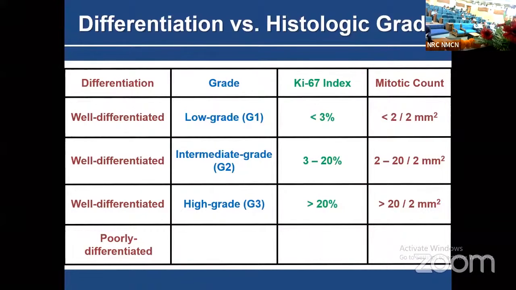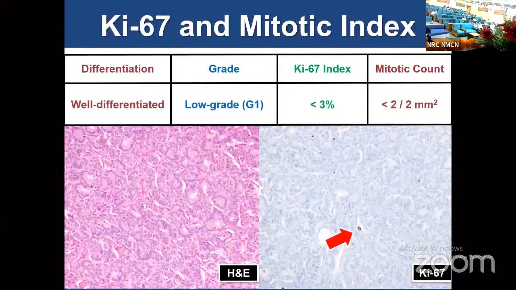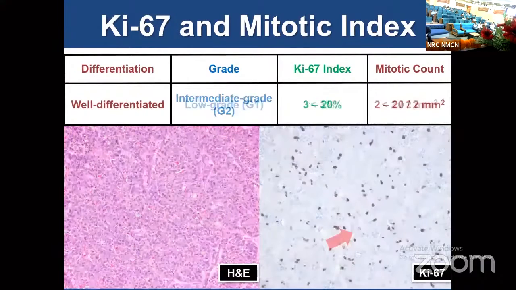Of note, mitotic count should be measured by evaluating an area of 10 millimeters squared, but only reported as per 2 millimeters squared. So why don't we go through a few examples of histologic grades? This would be a grade 1 PanNET, which is characterized by a Ki-67 of less than 3% and a mitotic count of less than 2 per 2 millimeters squared.